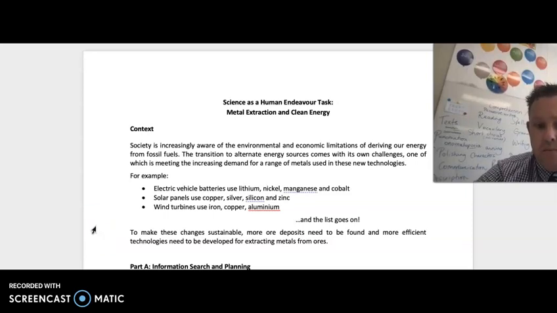There's heaps more. But to make these changes sustainable, more ore deposits need to be found and more efficient technologies need to be developed for extracting metals. So that's the underlying thing of what we're looking at. We're looking at how clean energy options are impacted by metals, and how science can have an impact in improving how they link. From here, where do we start? What you need to do first up is come up with what's called a focus area. And we'll talk about this in a second a little bit more.